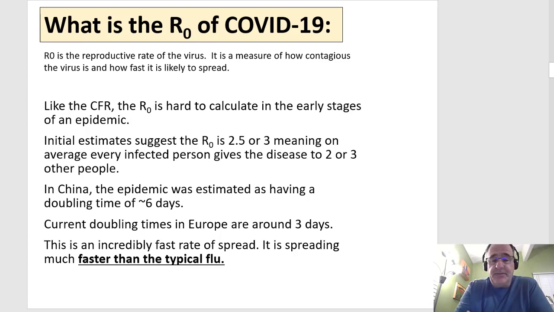Well, that's not the bad news. The bad news, the current doubling time in Europe we're seeing is around 3 days. So if you look at the data over the last 10 or 15 days in Italy and Spain and France and Germany, we're seeing it doubling more than twice each week.